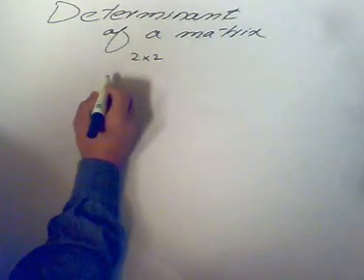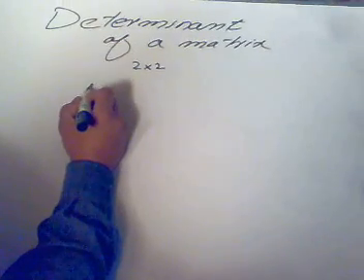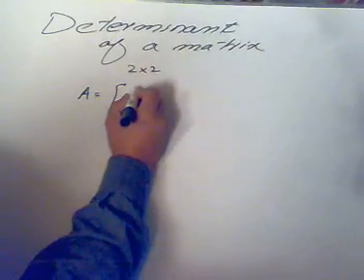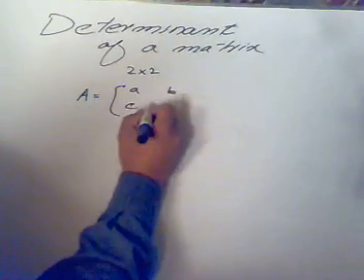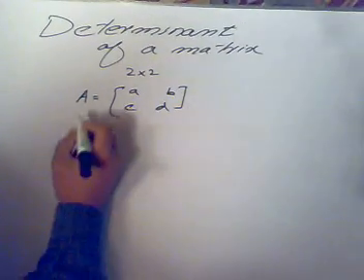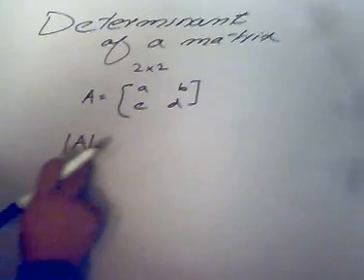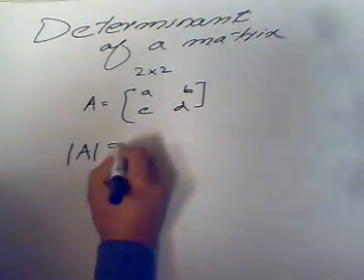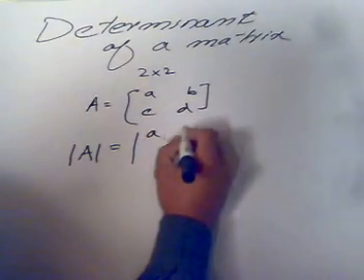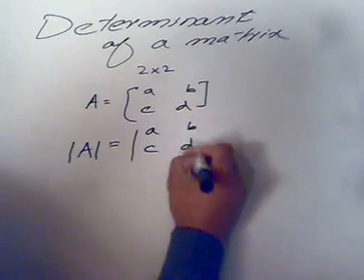Let's take an example. Suppose we have a matrix A, that is A, B, C, D, and we want to calculate its determinant, which is denoted by these two straight bars. It will be the determinant of A, B, C, D.